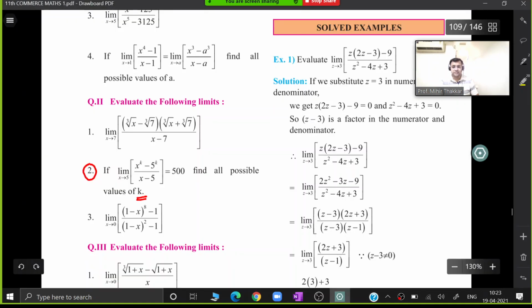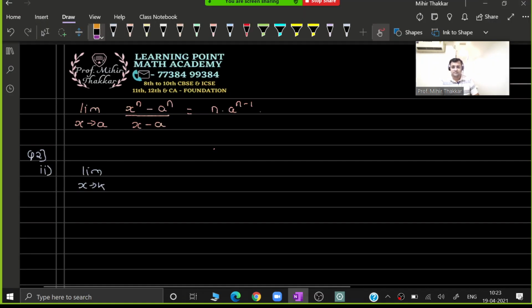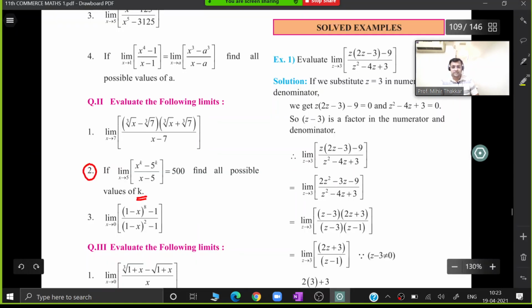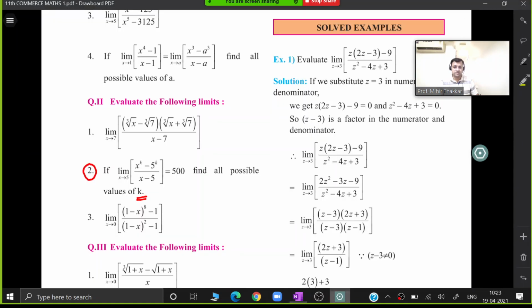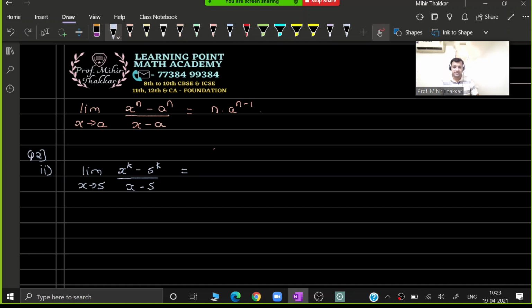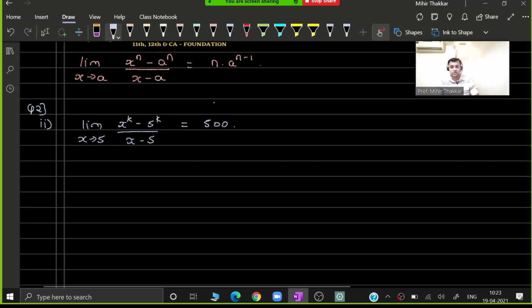Limit as x tends to 5, x raised to k minus 5 raised to k divided by x minus 5, and this value is equal to 500, that is what is given to you. So looking at this, it's quite simple to understand that a value is equal to 5 and n value over here is nothing but equal to k.